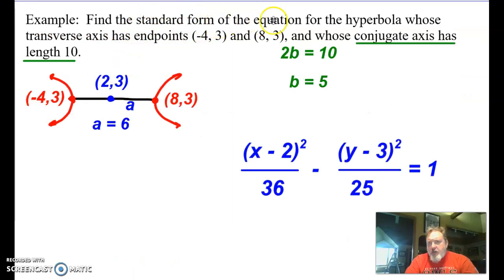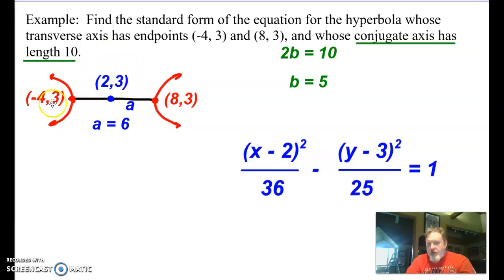It says find standard form for the hyperbola whose transverse axis has endpoints at (-4, 3) and (8, 3). So that's really our vertices that they've just given us. And the conjugate axis has a length of 10. So if the conjugate axis has a length of 10, that's equal to 2b, and we know that b is 5. We know the distance between our two vertices is 12, so a is half of that. a is 6. And our center point has to be halfway between our vertices, so if you do the midpoint of these two, going way back to the start of the chapter, the midpoint's at (2, 3). So now we have h and k.